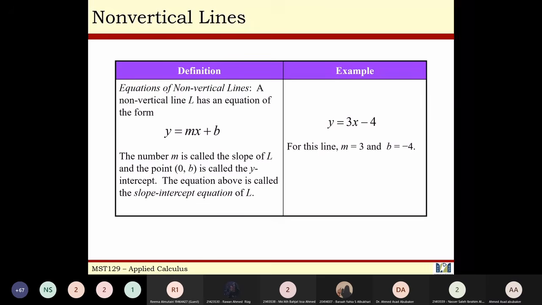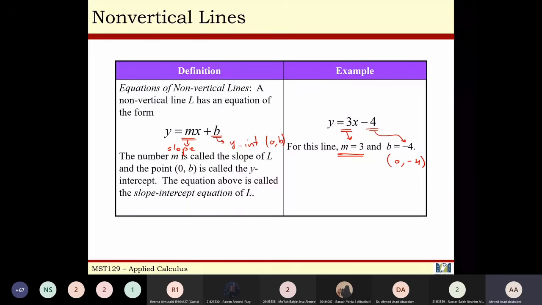is denoted by y equals mx plus b, where m is the slope and b is the y-intercept. This is the point 0, b, the y-intercept. Look at this example. Here we have slope 3, denoted by m, and the y-intercept equals -4. The point of the y-intercept is 0, -4.